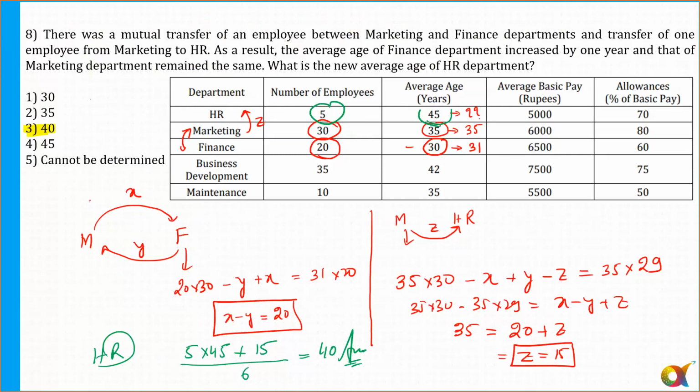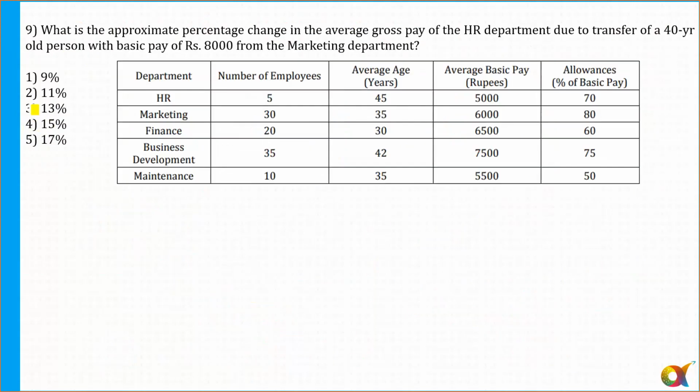All right. So for question number 9, let's see what the answer is. The correct answer for question number 9, I think I already told you all, is option number 3. It says, what is the approximate percentage change in the average gross pay? So here the focus should be on the average gross pay of the HR department due to a transfer of a 40-year-old person with a basic pay of 8,000 from marketing. So one person is moving from marketing to HR.